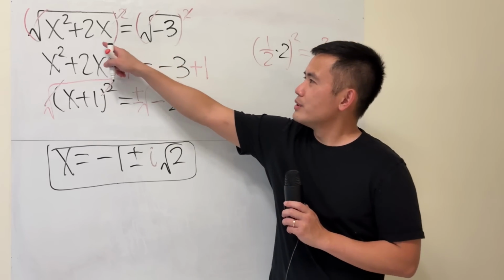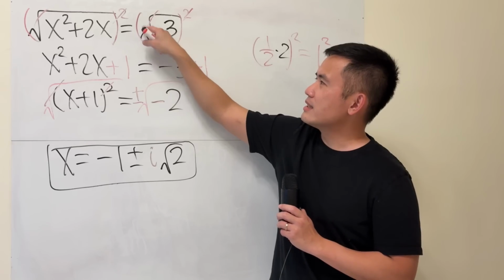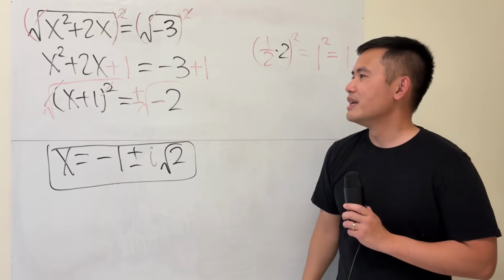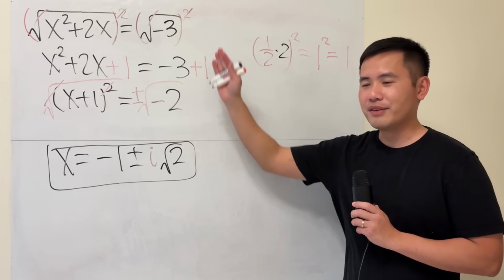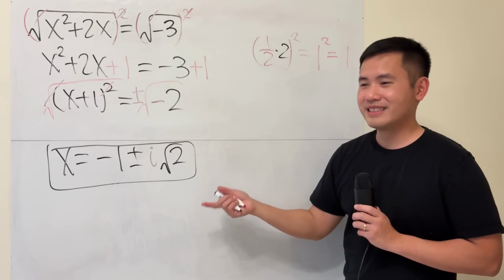Yes, if you look at the original equation here, square root of negative 3, you can say that's i times square root of 3. Yes, and if you square both sides, you still end up with this, and at the end, you still end up with that. So that's it.